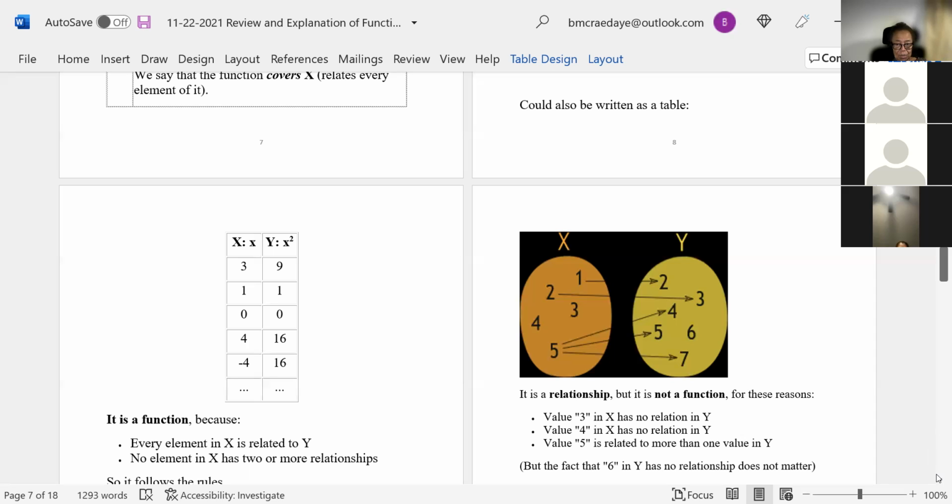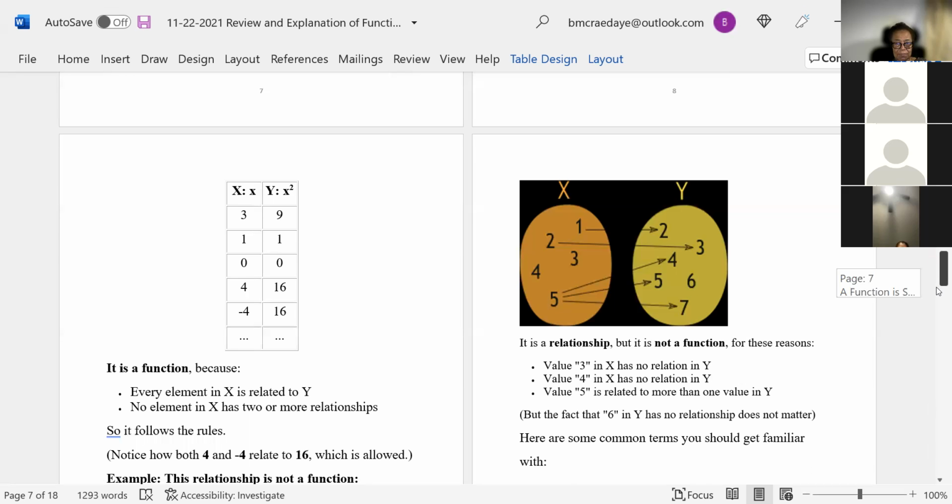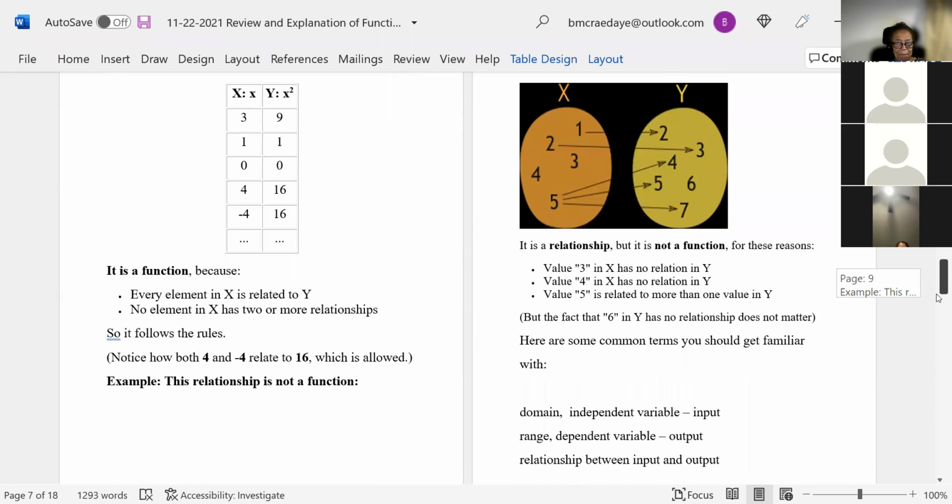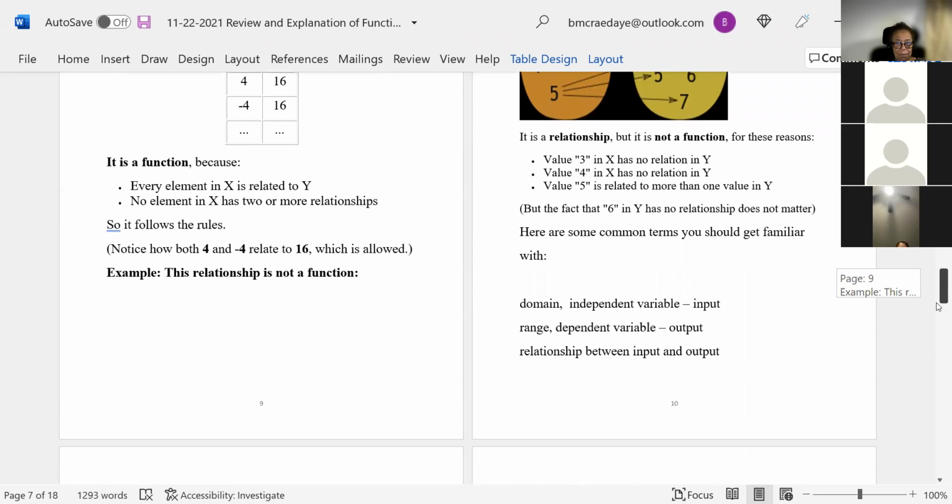Okay. All right. So that's very important, to be able to recognize functions either from a map or from a table, okay, or from a graph.